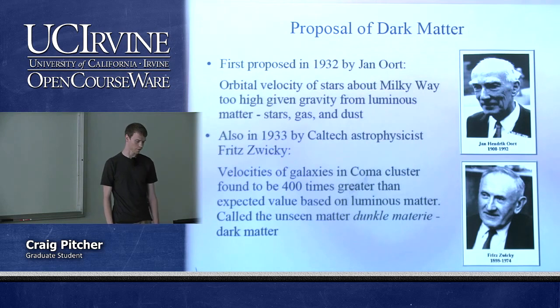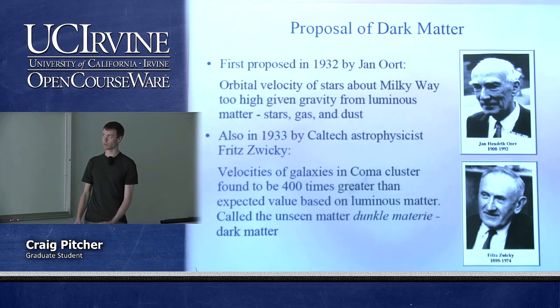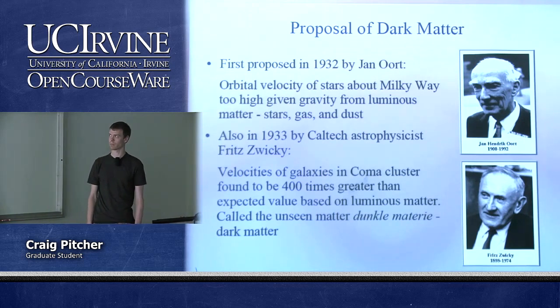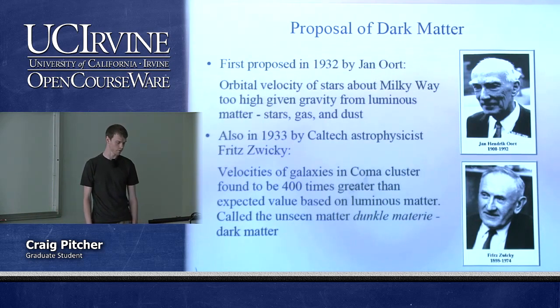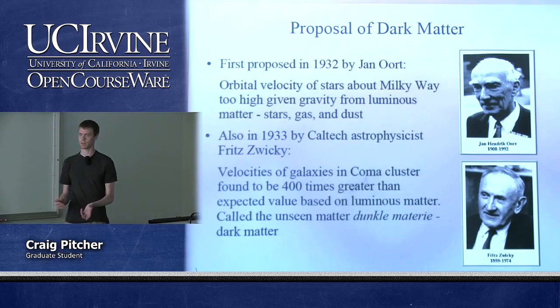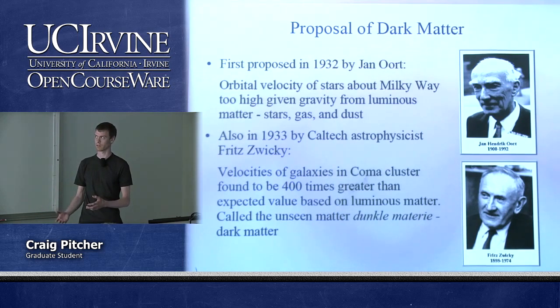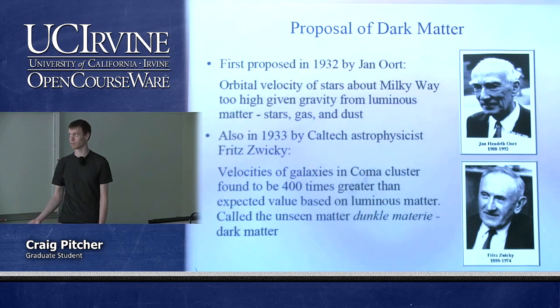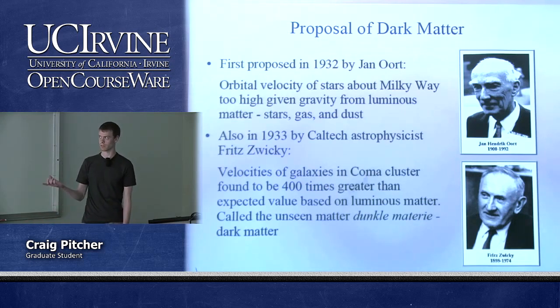He saw that the orbital velocity of stars around the Milky Way seemed to be too high given the luminous content, so as in the gravity due to stars and gas and dust. And it was also proposed in 1933 by a Caltech astrophysicist who found that the velocity of galaxies in the Coma cluster were about 400 times greater, although his calculation had some problems with it, but it's still a lot greater than the expected value just based on luminous matter. And then he actually coined the term dark matter.